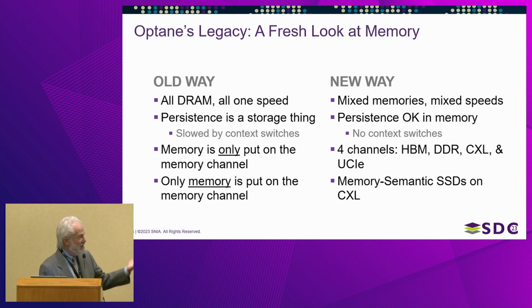Another thing, Optane's legacy gave you a fresh look at memory. And I just have this the old way and the new way. I was thinking of doing a build for this, but the old way was all DRAM ran at one speed. And now you can have mixed memories running at mixed speeds over the CXL channel. Second one is that persistence is something storage does and not what memory does. And it's slowed down because of context switches. Each transaction with storage requires an interrupt, and that interrupt slows down the overall access.